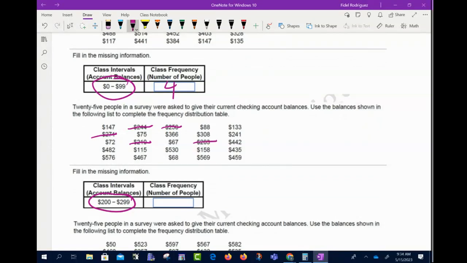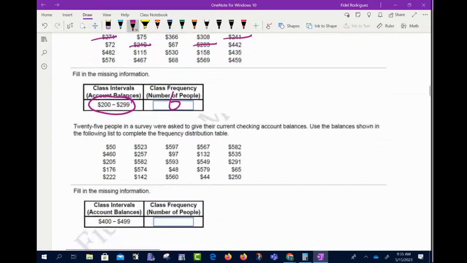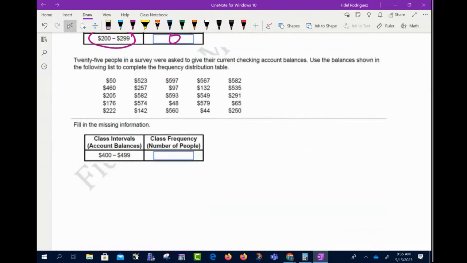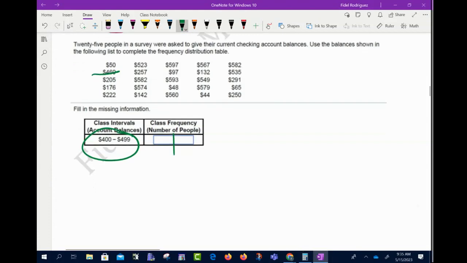Let's see, five and six. Does that seem right? Okay, six, there we go. Again, all we're doing, y'all, is just counting, right? In the 200s. Now we want the numbers in the 400s, right? So let's count the numbers in the 400s. I got one, nothing in the second column, nothing in the third column, nothing in the fourth column, so just one, right? It was just one number in the 400s.